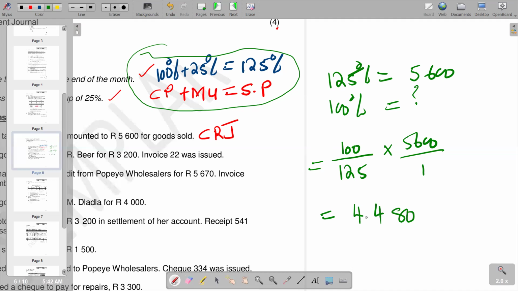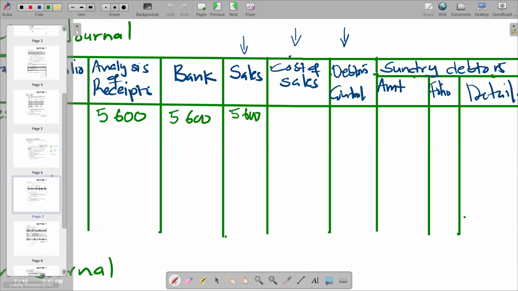4,480. So this becomes the proportionate representation that we have in terms of our cost of sales, which is our cost price, in particular according to this video. According to this, our cost of sales is 4,480. So as simple as that.